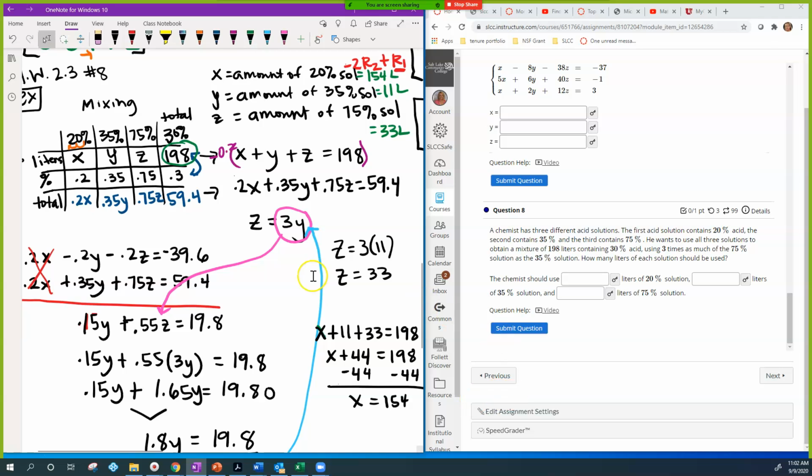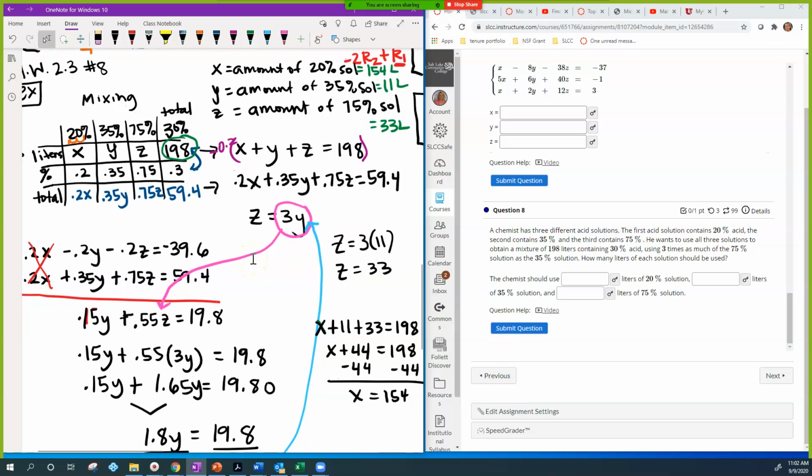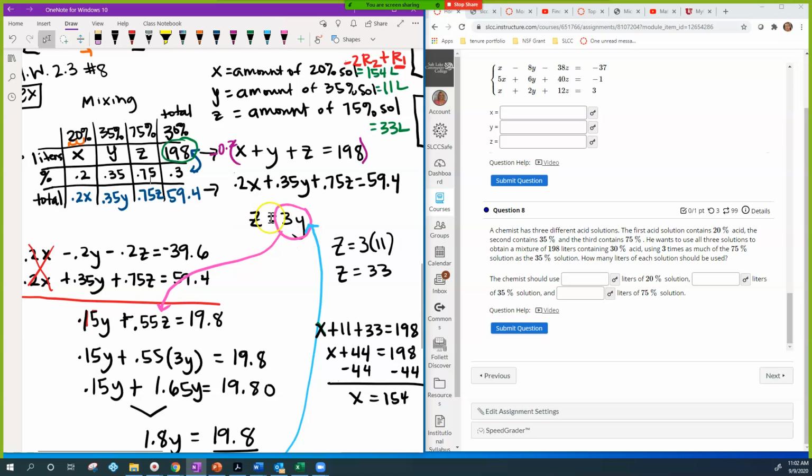Okay. So it is pretty similar to what we talked about before. It's just this last equation, that z equals 3y. You just got to be careful to make sure you write that down the way it is asking for there, because sometimes that's easy to get flipped around in people's minds. Okay.